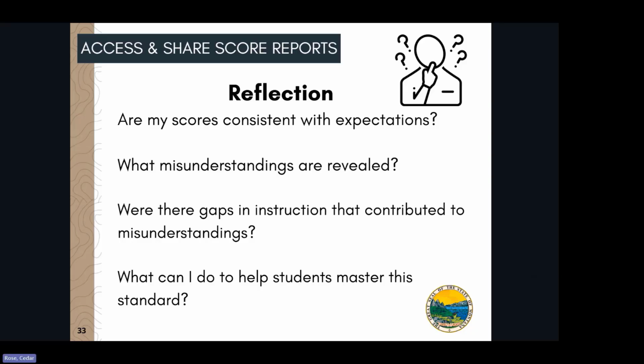One thing to just keep in mind, anytime that we're getting either a 3-year report or a progress report or a testlet report, is just to take a few moments to reflect on it before we go to any other steps. So just a few questions to ask yourself before we mail these to families or start talking about them to students or start to make any sort of instructional decisions, is just asking yourself, are these consistent with expectations? What misunderstandings are revealed? Are there any gaps in instruction that contribute to misunderstandings? And what can I do to help my student master the standard?